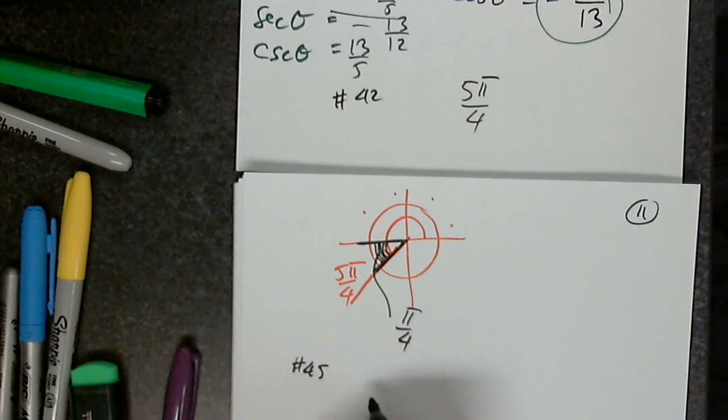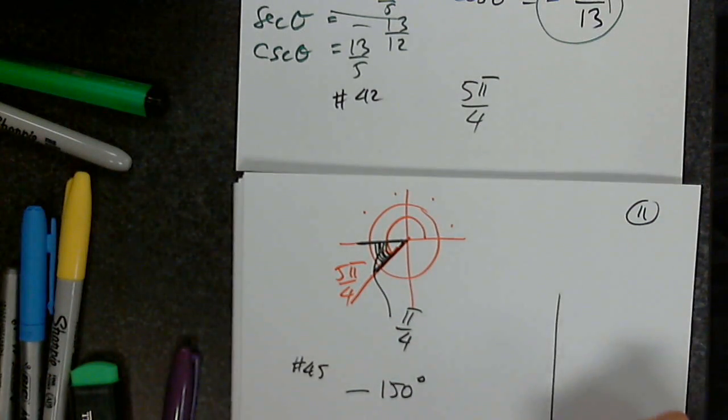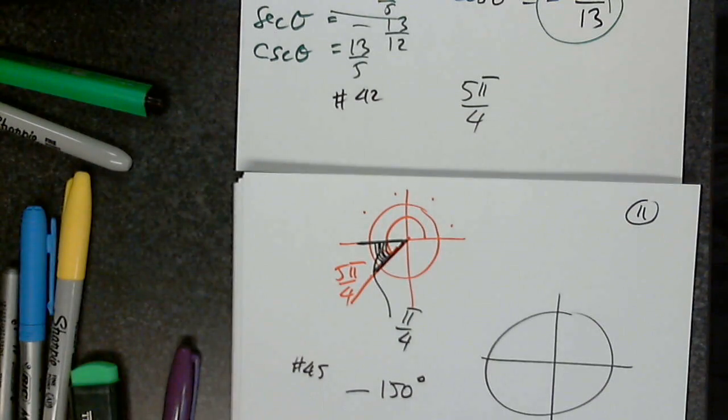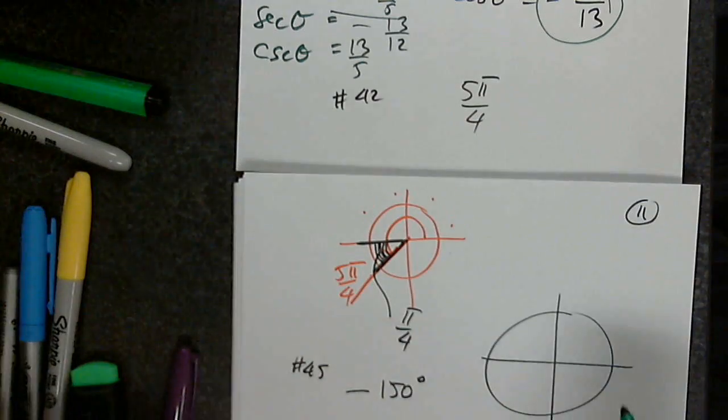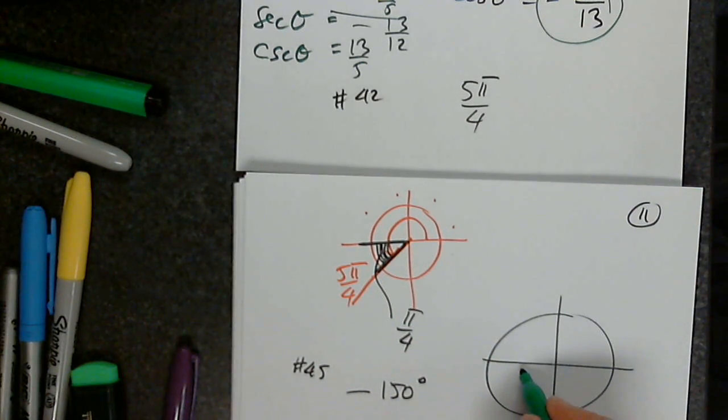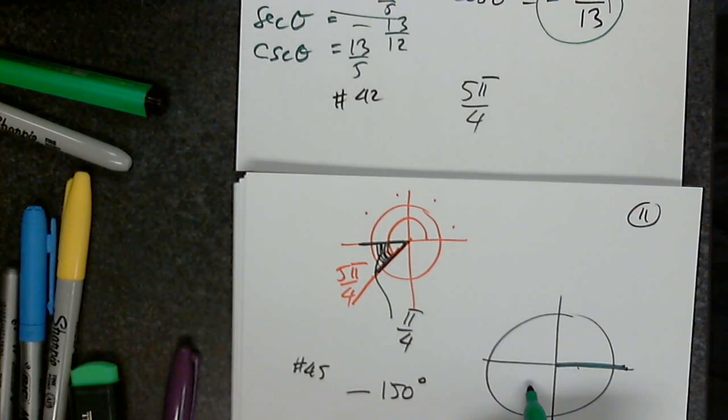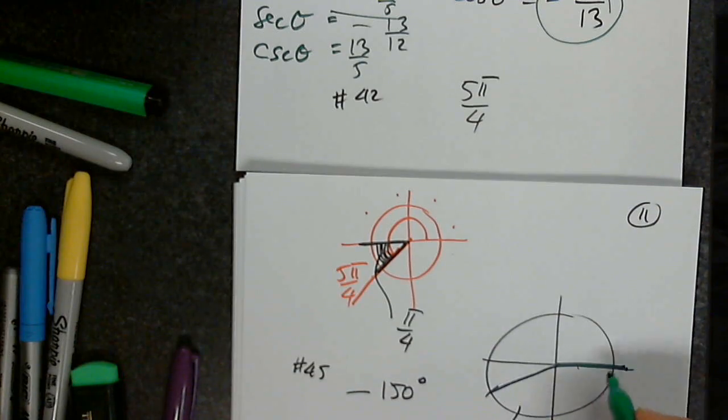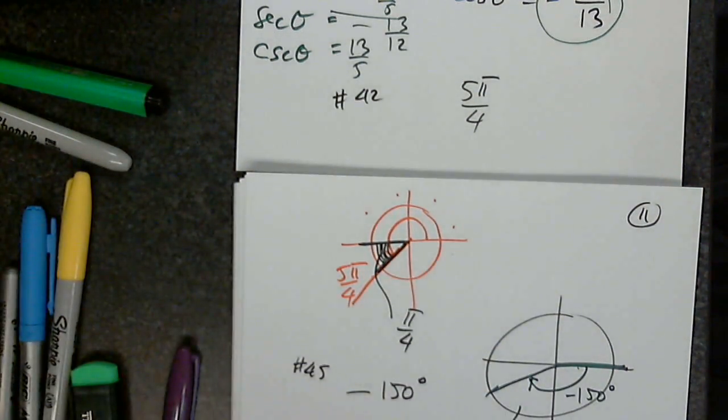Number 45, we are given negative 150 degrees. Okay. I have to go the other way. I know that this is negative 180, starting here in standard position. But I have to stop short of that. How many degrees short of that? Yes, so I'm dividing this into 3 equal parts, and this is it. So this is the angle, negative 150 degrees.